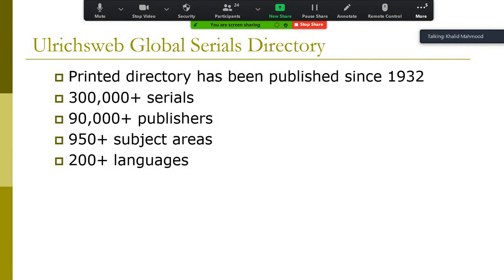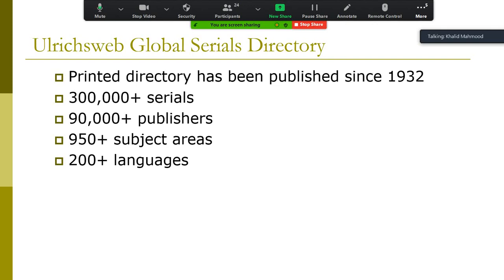Here I want to share something about the global market of research journals. There is a global directory of serial publications, the largest in the world: the Ulrich directory. Nowadays it is available on Ulrichsweb, which is the portal of this directory. It is also the oldest one, started in 1932 in print form.